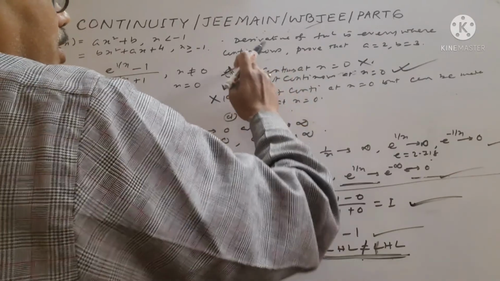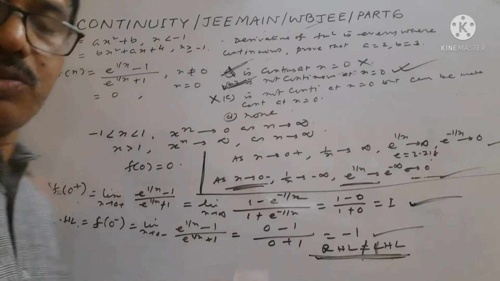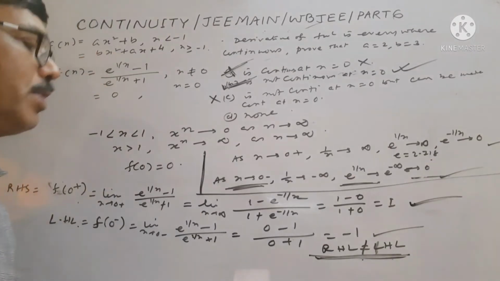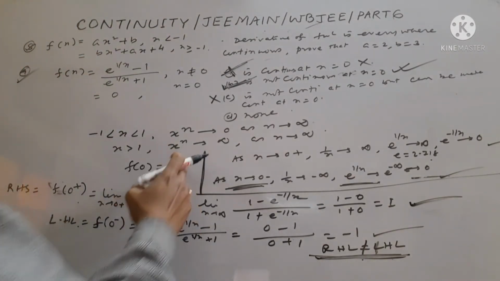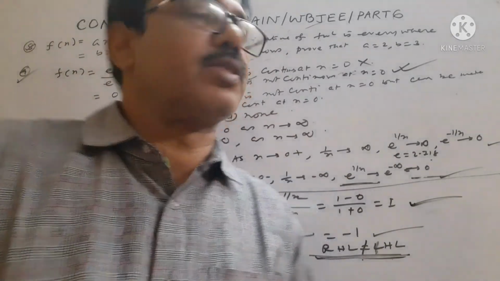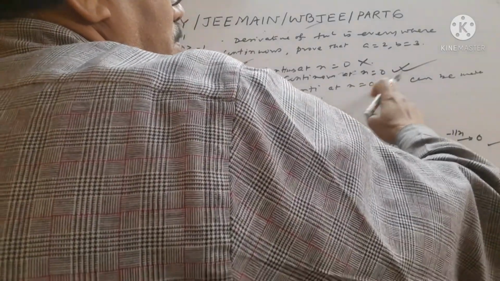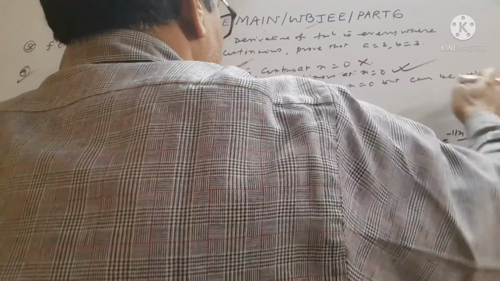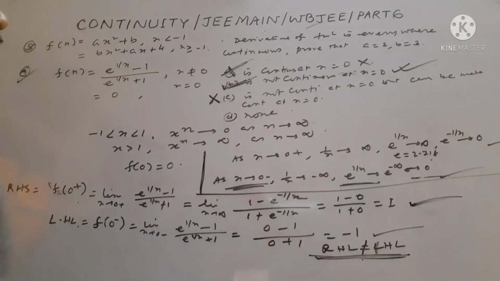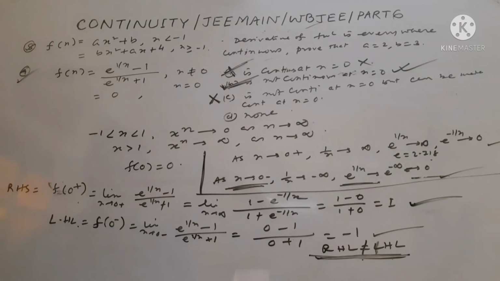Option A says it is continuous, so it is wrong. And since the right hand limit is not equal to the left hand limit, it is called irremovable discontinuity. By changing the definition of f(x) at the specified point, that is x equals 0, it cannot be made continuous. So, the option saying f(x) is not continuous at x equals 0 but can be made continuous at x equals 0 is wrong. It cannot be made continuous. So option B is the only true option.